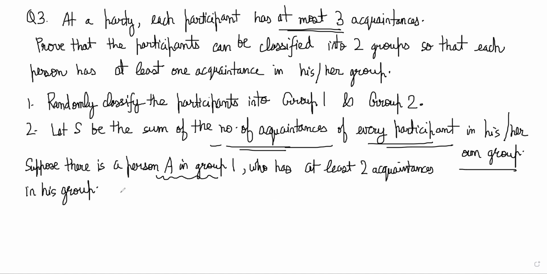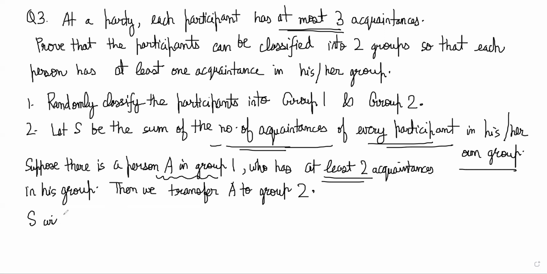So what we do then is we transfer A to group 2. If there is a person like this in group 1 who has at least 2 acquaintances, we transfer A to group 2. Now what does this affect? How does this affect the value of S? Think about it. The value of S will change due to this transfer, right? So suppose A knew 2 other people in his group, then those 2 people have lost an acquaintance when A went to the other group, right?